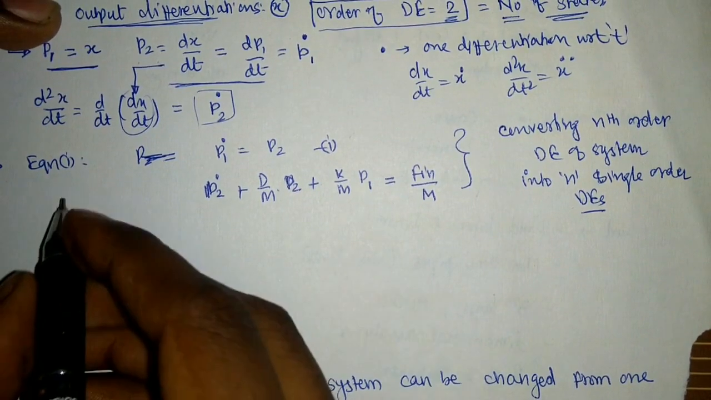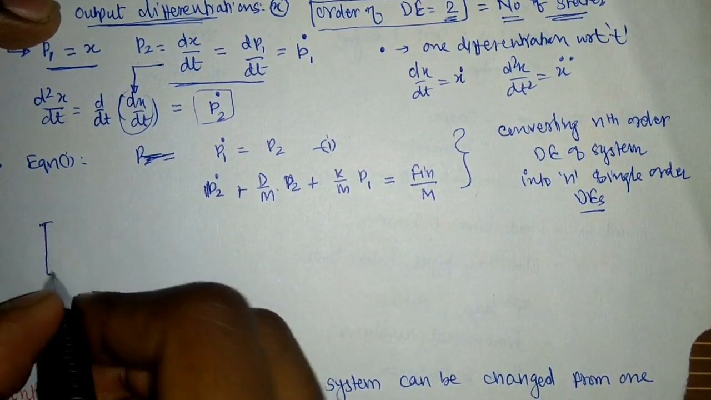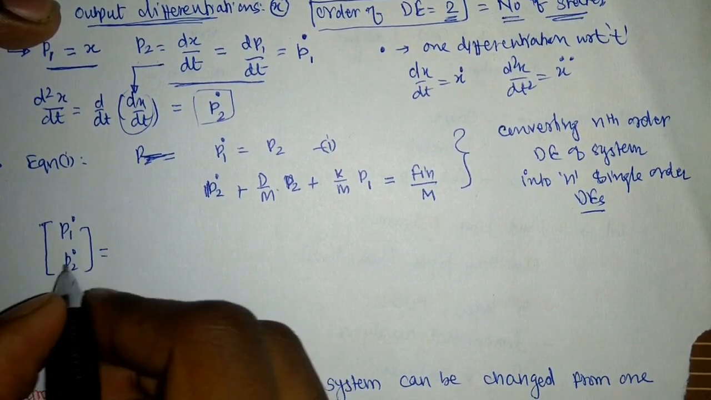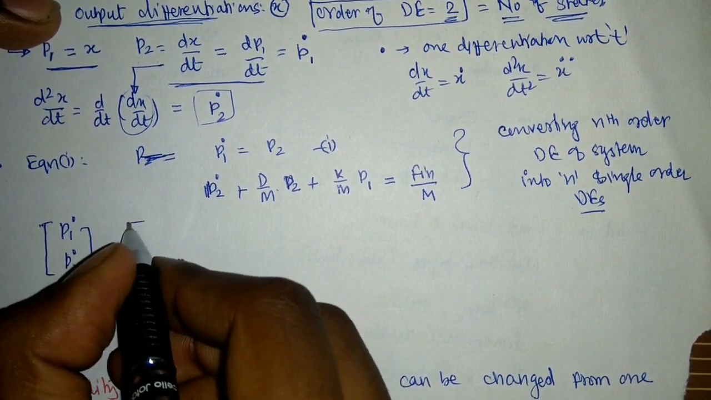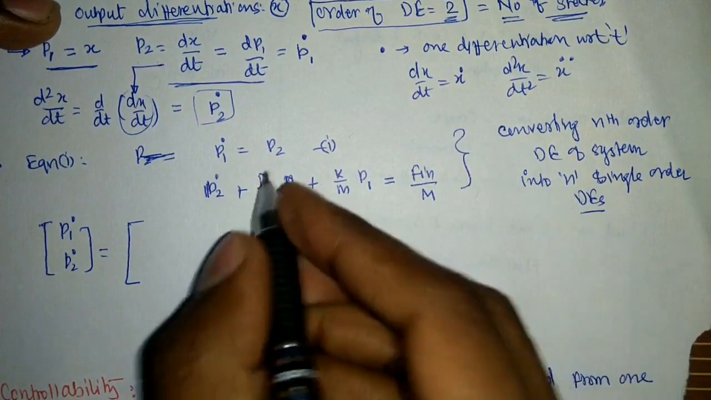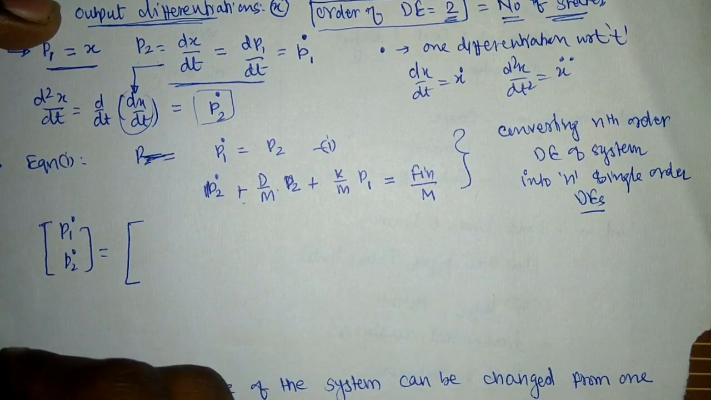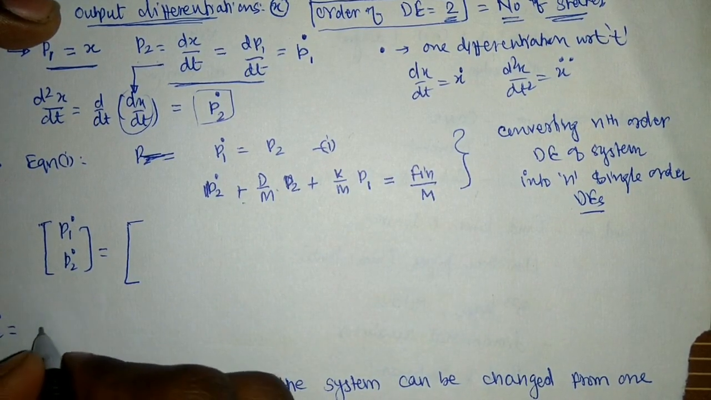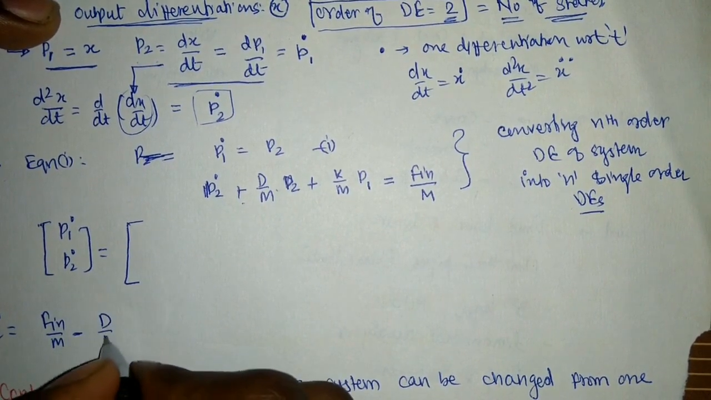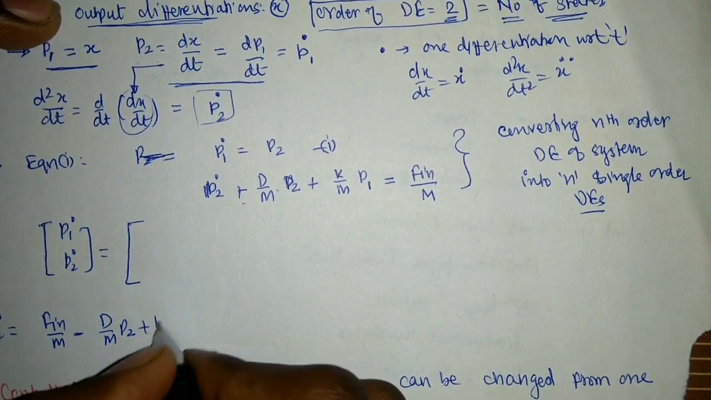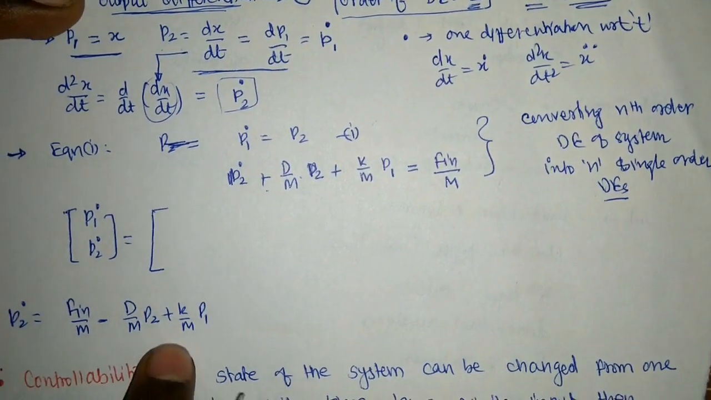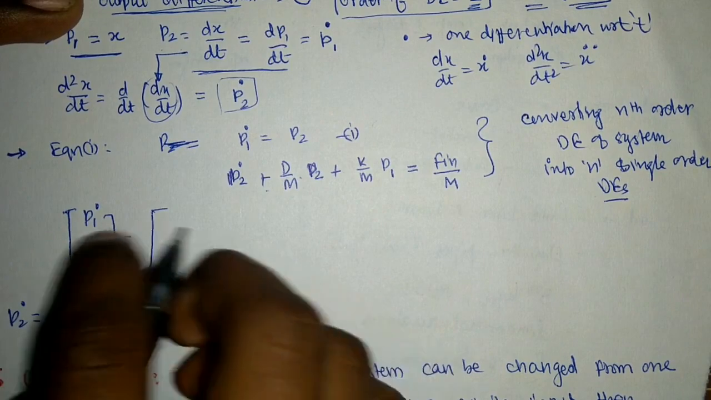So how can I do the matrix representation? I can say that P1 dot, P2 dot is a matrix of the left hand side, and that is equal to, yeah, I will get them all onto the different side. So that will be coming out to be, let's say, I'll write it over here. P2 dot will be equal to F in divided by M minus D by M P2 minus K by M P1. That will be my equation for P2 dot, right? So I'm going to write these equations here. P1 dot is what?